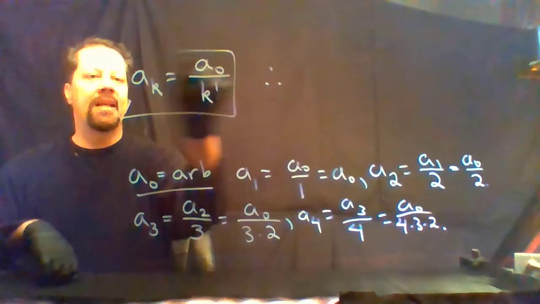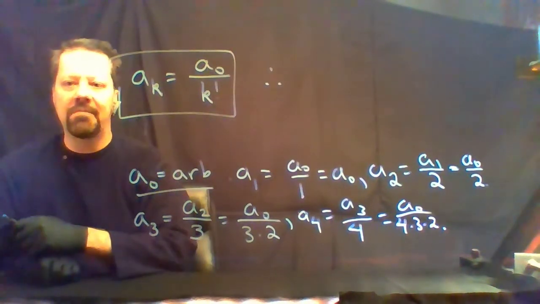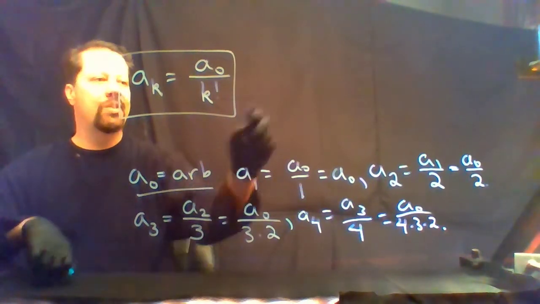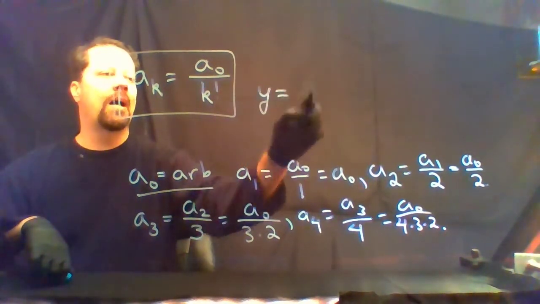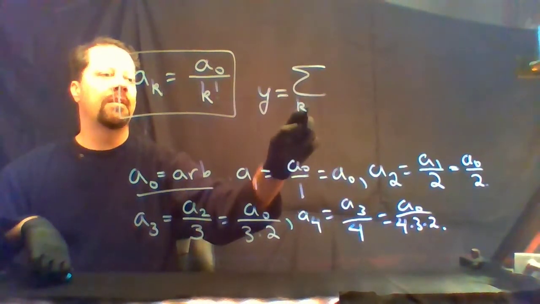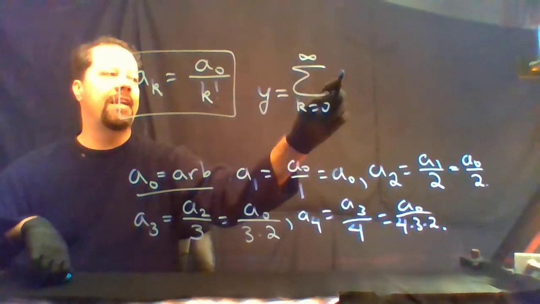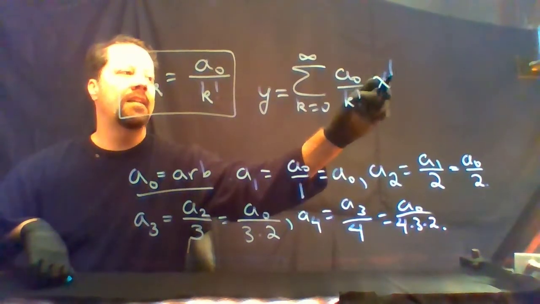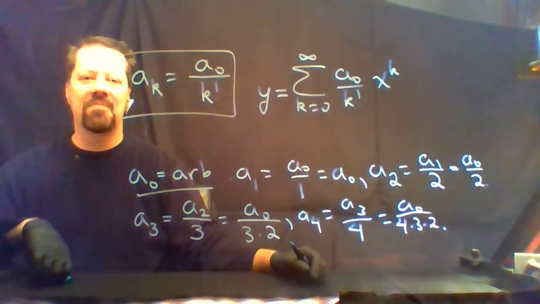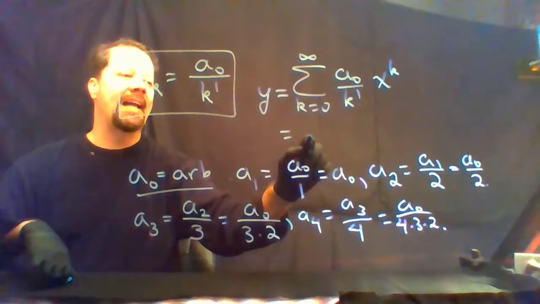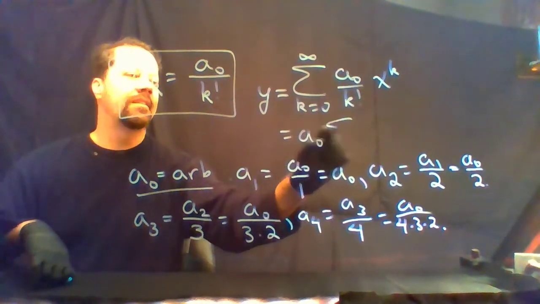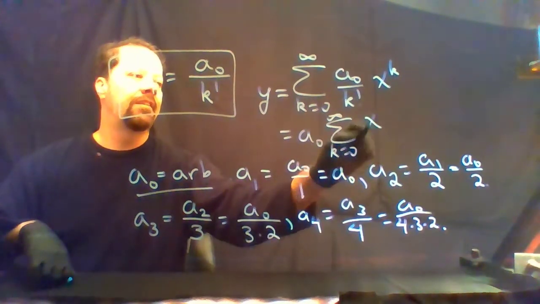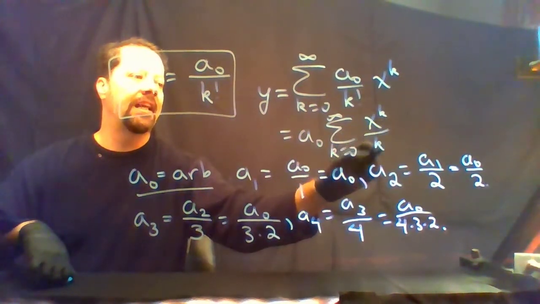This is said to be a closed form for the coefficients of the power series. We deduce then that the original function y is the sum, as k goes from 0 to infinity, of A0 divided by k factorial times x to the power k. We can rewrite that as A0 times the sum, as k goes from 0 to infinity, of x to the k divided by k factorial.